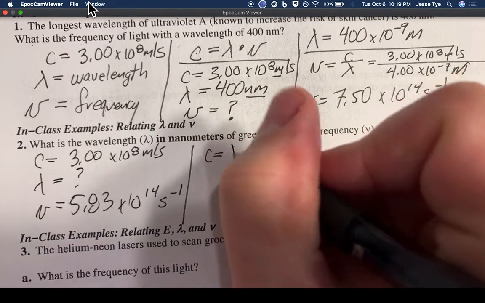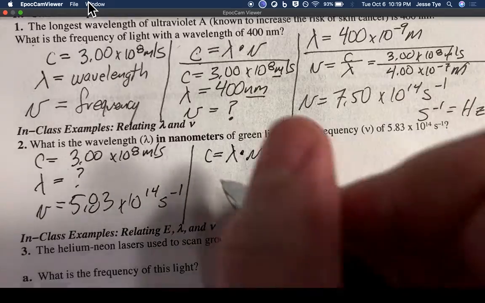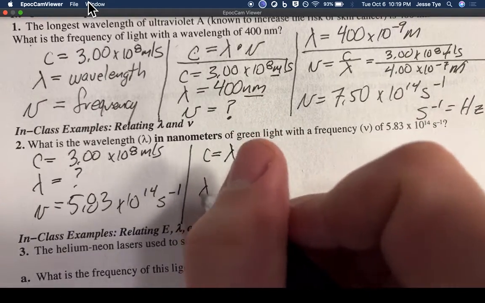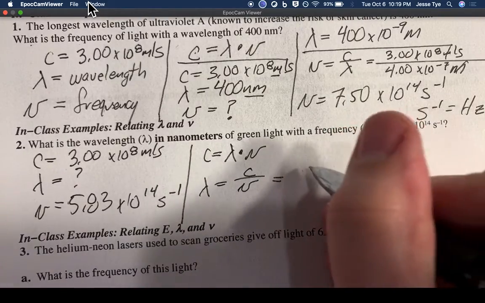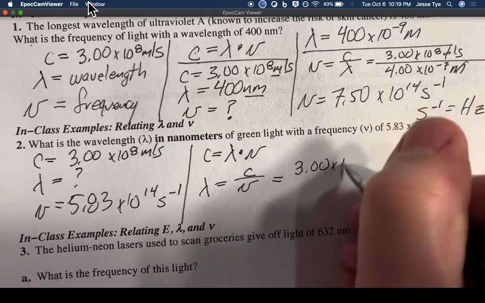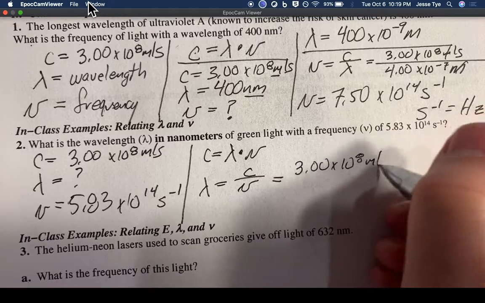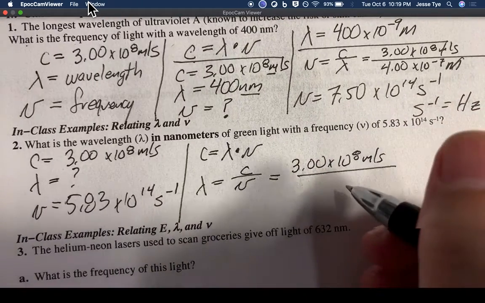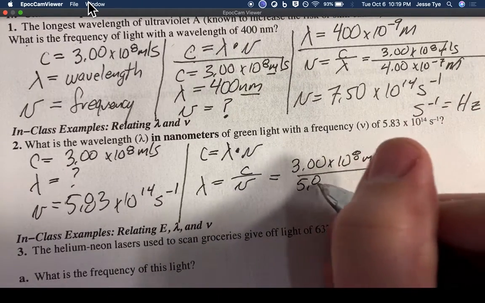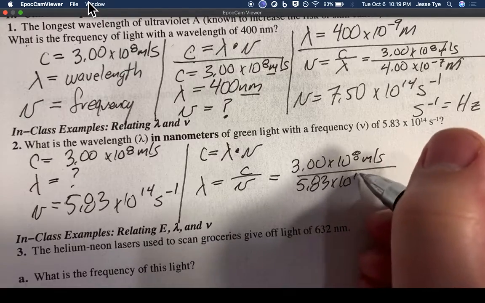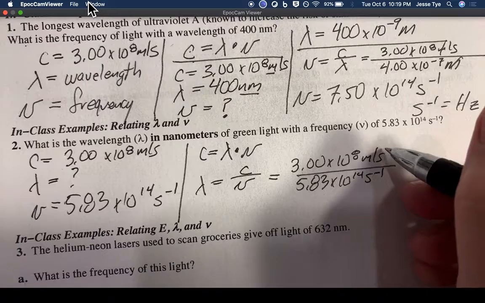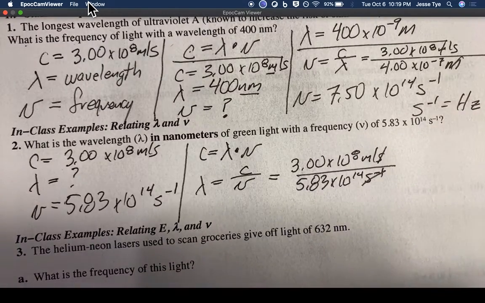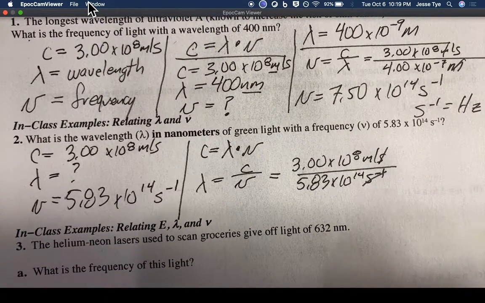So c equals lambda times nu. Therefore, lambda is equal to c divided by nu. 3.00 times 10 to the eighth meters per second, and now on the bottom, 5.83 times 10 to the 14th per second. And this second and this per second here, those cancel out, which is good.